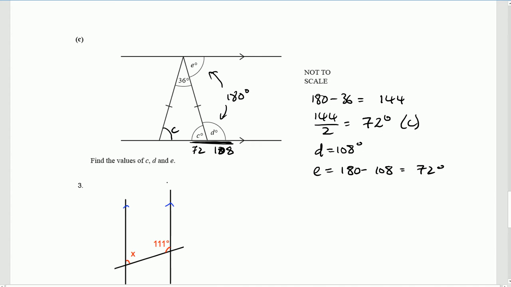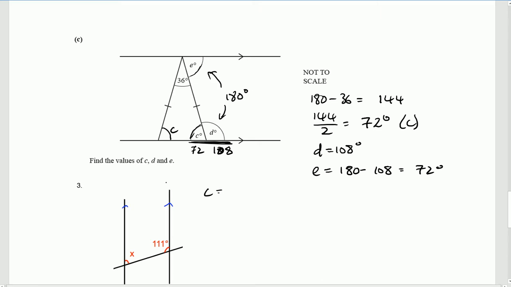I could have used the fact that E and C are the same as each other. They are alternate angles. A bit of a twisted around letter N is buried in the middle of all of that. The reason why I didn't use that rule is because the interior angles rule, the letter U, jumped out at me more. But for you it may be different. So we've altogether got C is 72 degrees, D is 108 degrees, and E is 72 degrees again.